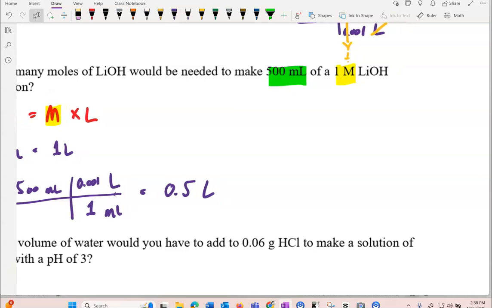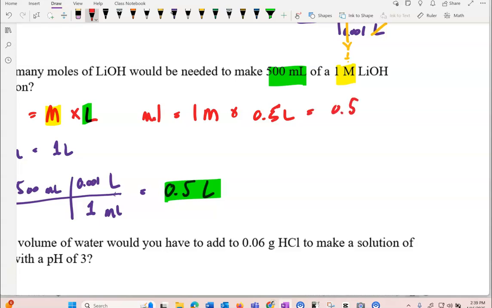So now we've got a volume, and we've got a molarity. I'm going to plug those in, and I'm going to say moles is equal to molarity, 1 molar, times volume, 0.5 liters, and the answer to this question is 0.5 moles of lithium hydroxide. Okay?